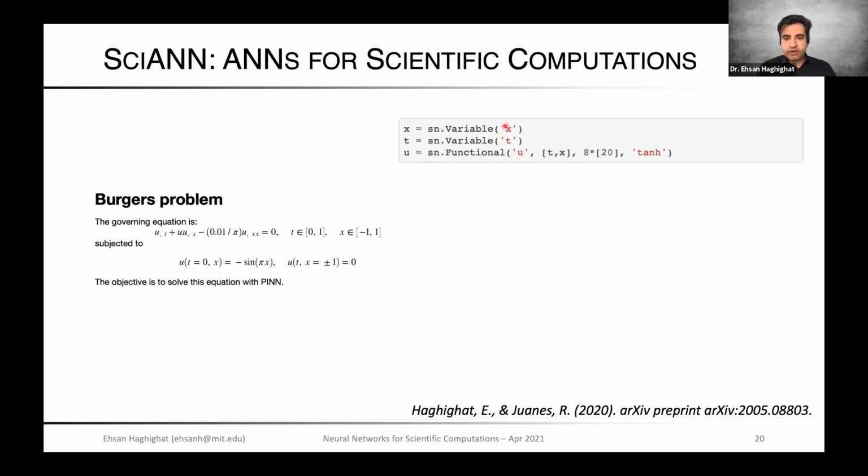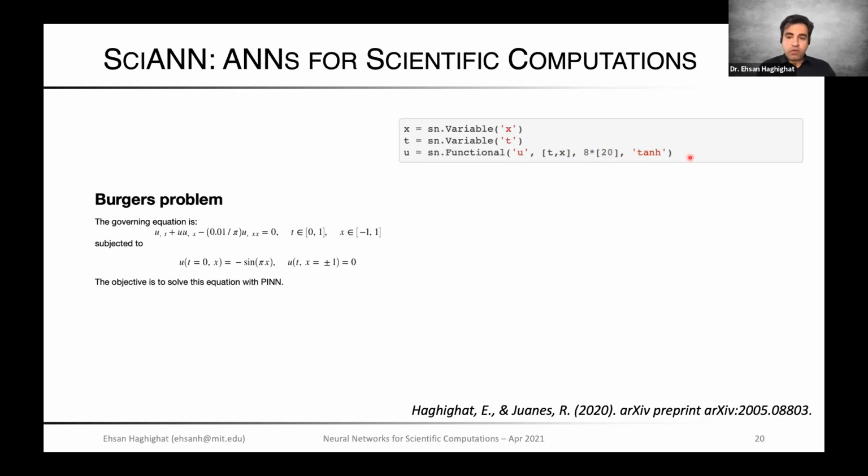The first argument here is a way for me to trace the computational graph and be able to do automatic differentiation and so on, so it's important to use this notation. The second one is the inputs to this neural network. Up to here, we are constructing u as a function of t and x. If we don't put anything else, that's a linear regression. If we put 8 times 20 neurons, that's like an 8-layer neural network with 20 neurons each. tanh is the activation function.